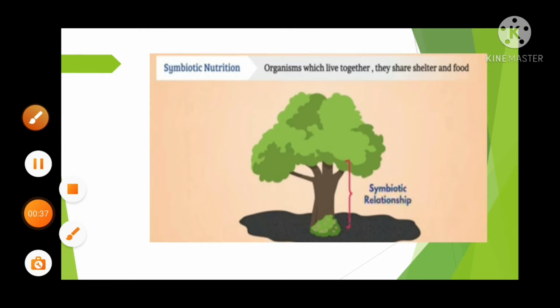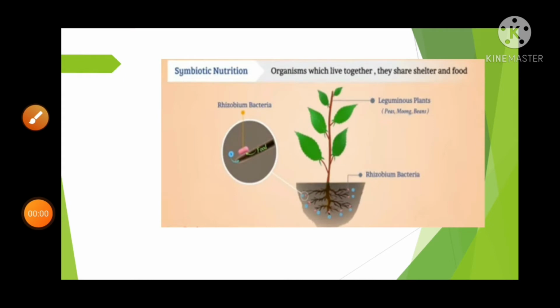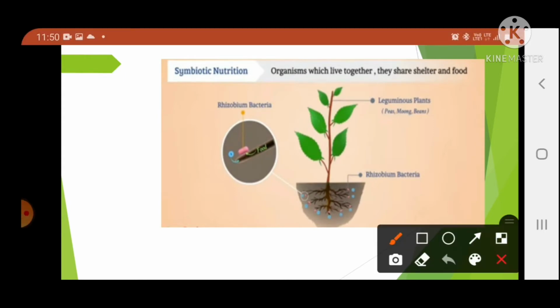Symbiotic nutrition. The organisms which live together are just like friends. They share shelter and food, and such a relationship is called a symbiotic relationship. A very good example is the leguminous plants such as pea, moong, and beans, and the rhizobium bacteria which reside in their roots. Rhizobium gets the food and in turn it fixes nitrogen for the plant, which helps it make protein.